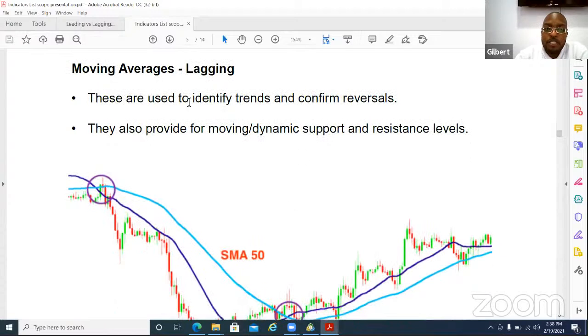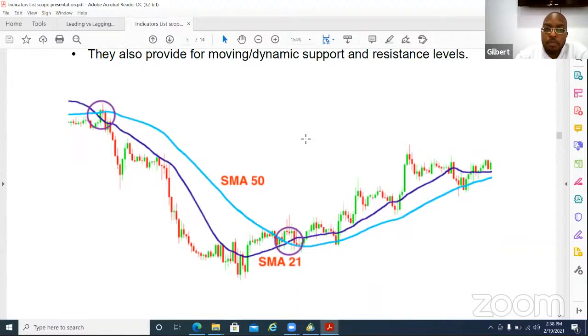Then we have the moving averages, which are lagging. And these are used to identify trends and confirm reversals. They also provide moving or dynamic support and resistance levels. So here's an example of moving averages. So we have 2 of them, a 50 period simple moving average and a 21 period simple moving average. So the 50 is calculating the average of the most recent 50 closing prices. And this other one is calculating an average of the most recent 21 closing prices.